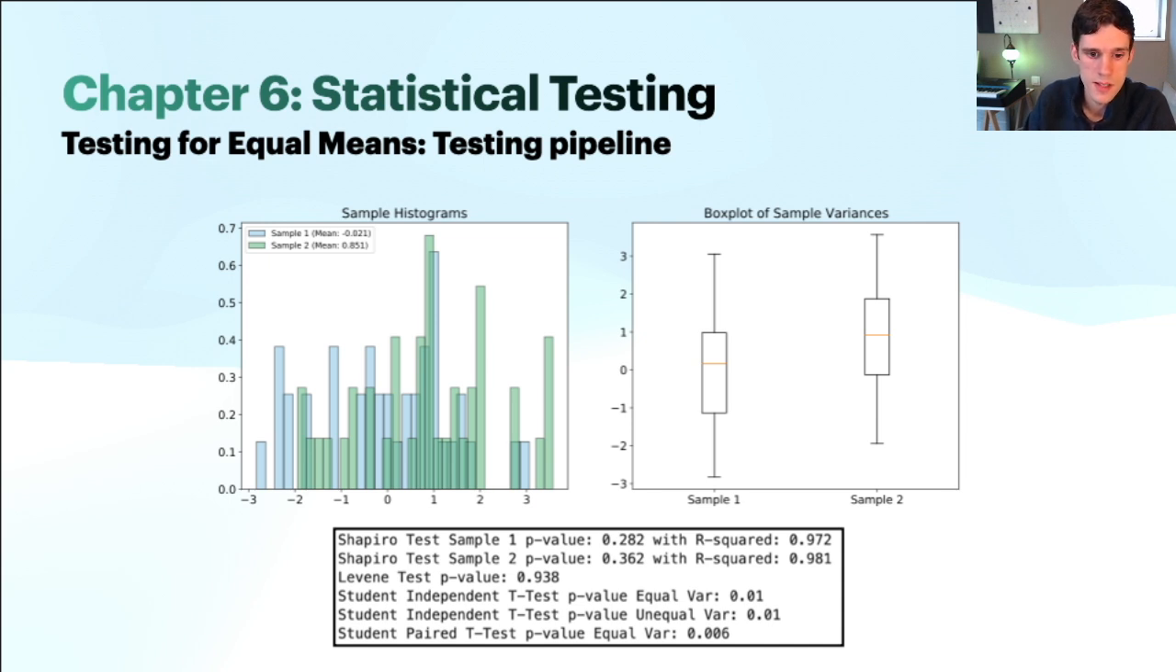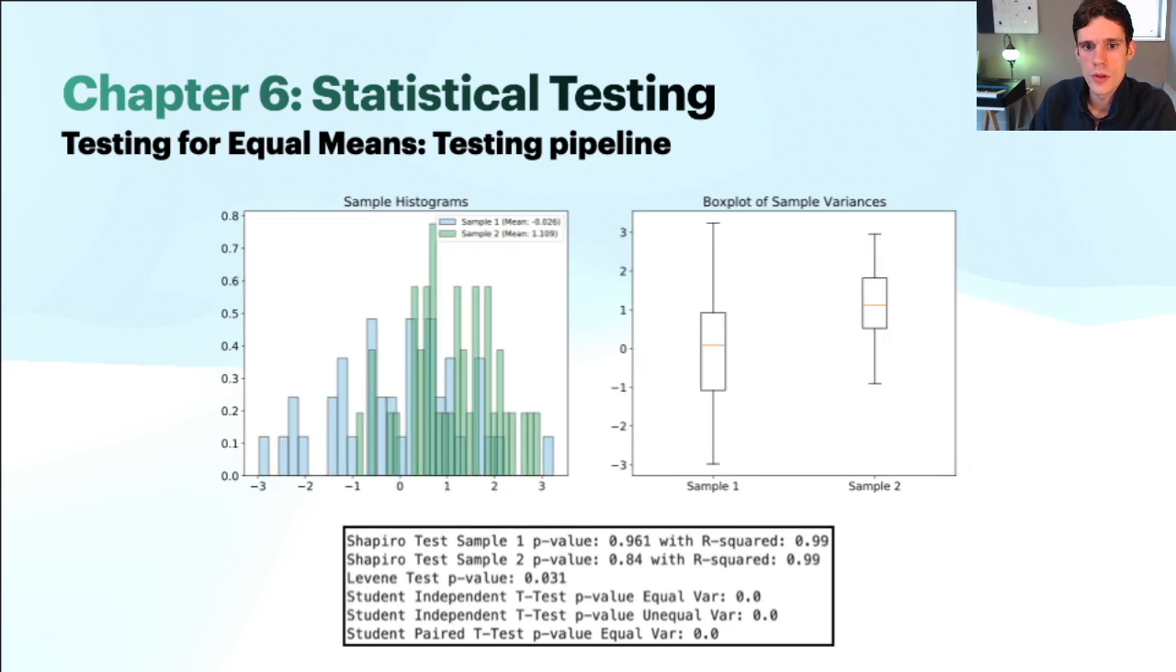And thus, this is the same as we just saw in our notebook. The valid test will be the student independent t-test with equal variance or the paired t-test with equal variance. But let's now look at an example where the variances are not equal.